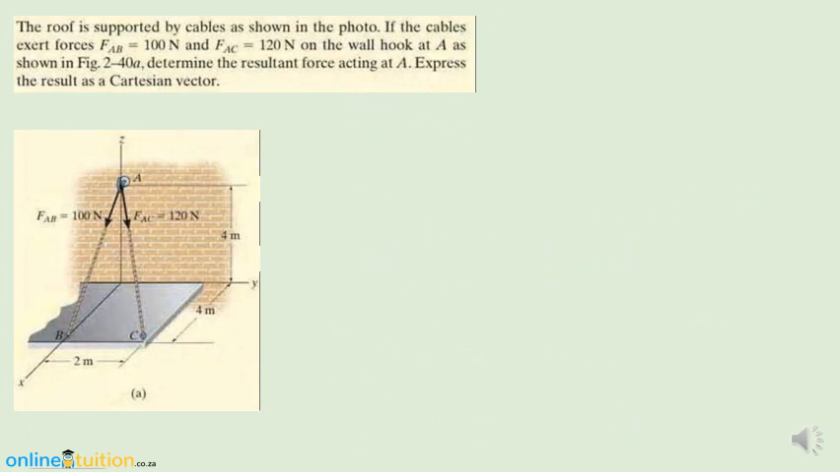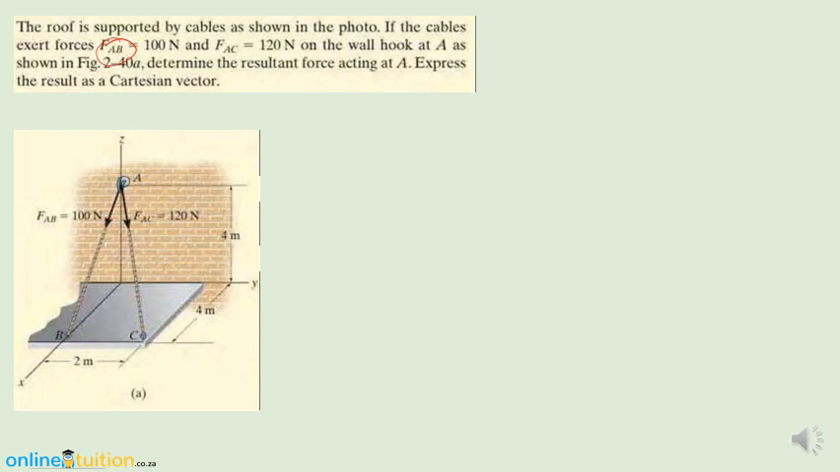So what have we here? Same old, right? Just like the previous one, except now we've got 2 ropes instead of 1. So yeah, the roof is supported by cables as shown in the photo. If the cables exert a force of FAB 100 newtons, FAC is 120 newtons, that's basically the magnitude of the forces. We want the resultant force acting at point A due to these 2 ropes.